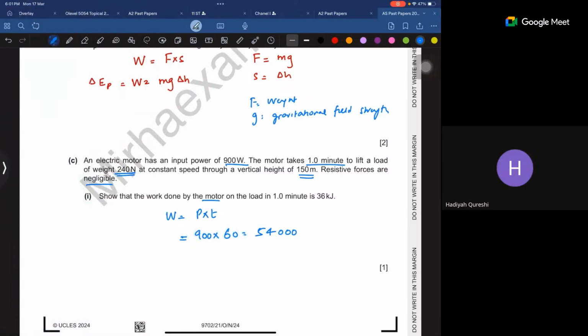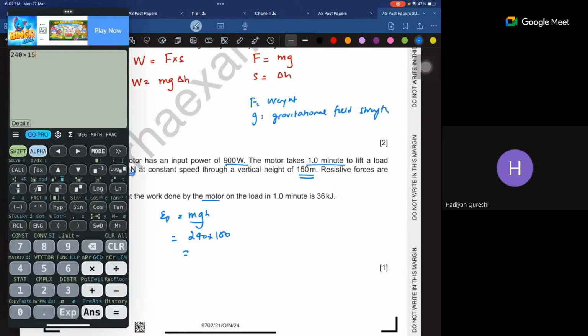Work done by the motor. So we have to do the mgh, actually. Sorry about that. I found the other one. So weight is 240, height is 150.